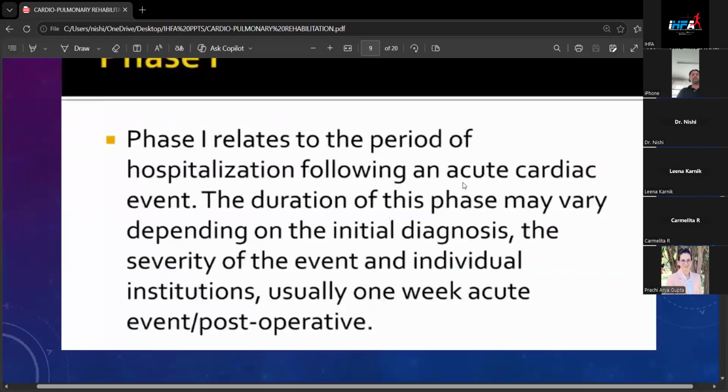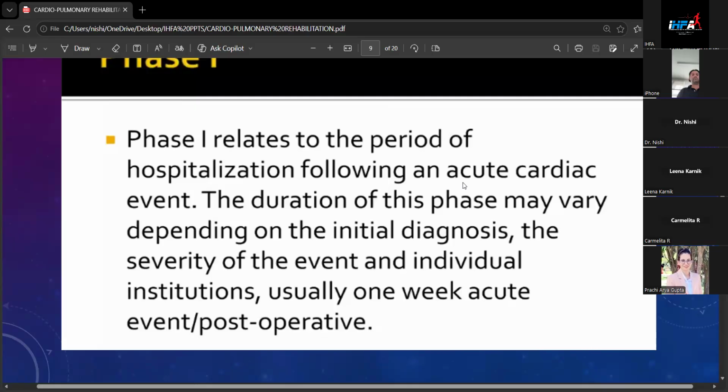Phase 1 rehabilitation relates to the period of hospitalization following an acute cardiac event. The duration of this phase may vary depending on the initial diagnosis and severity. Usually it is from 1 week of the acute event or post-operative. Imagine a patient has PTCA, your phase 1 will only be for 2 to 5 days. If the patient has myocardial infarction, okay, it is 7 days. If the patient has CABG, it is 10 days. So depending on the condition, your phase 1 will change.